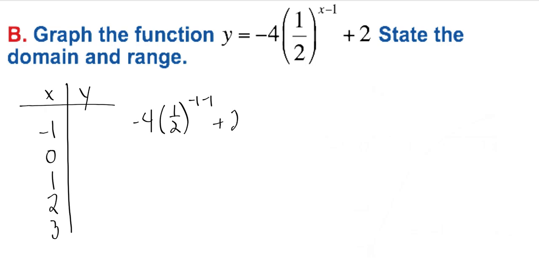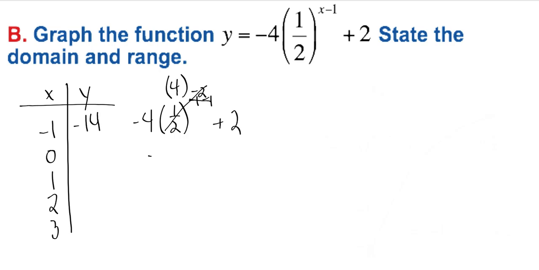And then see what we get. Okay? So this will make it a -2 exponent. And remember what negative exponents do to fractions again? They flip them. So this would flip it and square it, making it a 4. So we have -4 times 4 is -16 plus 2, -14.